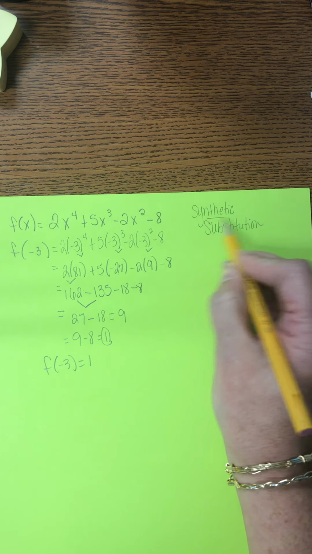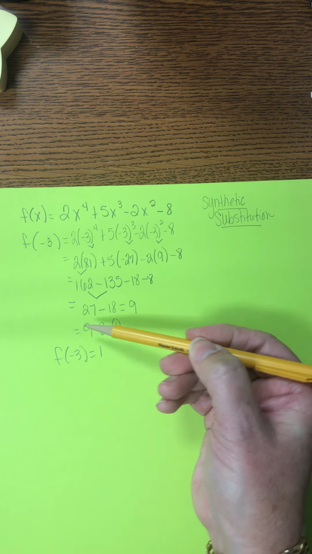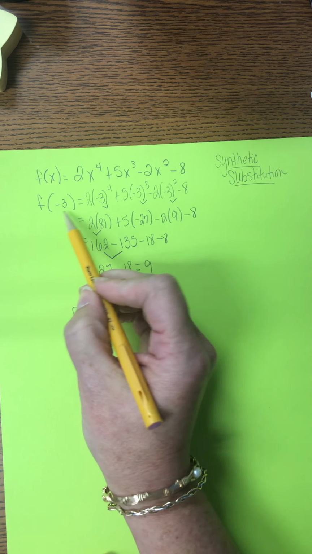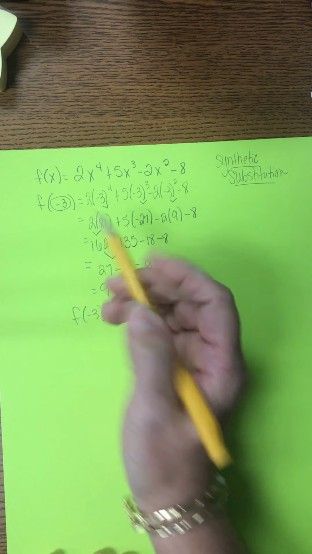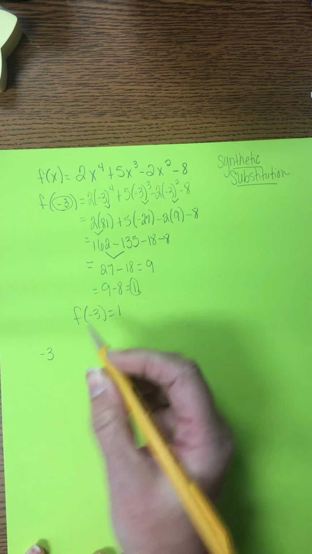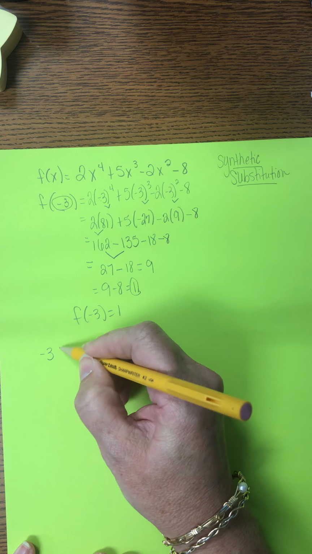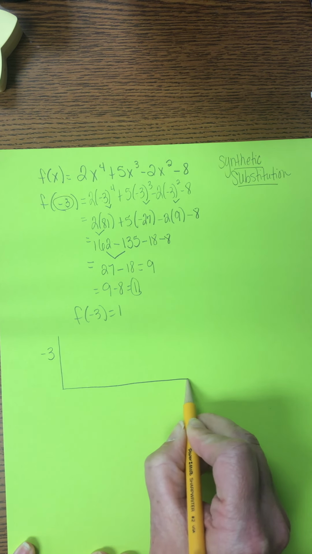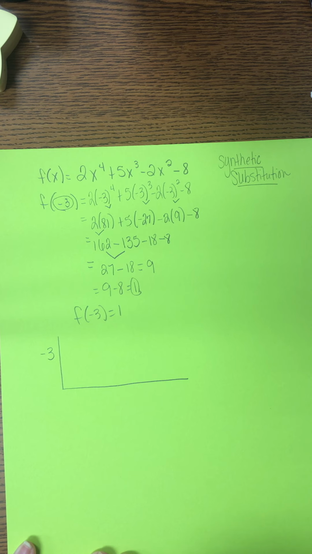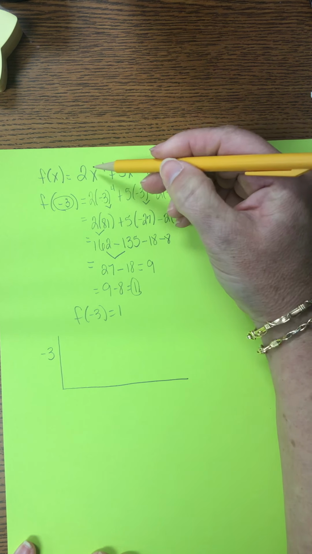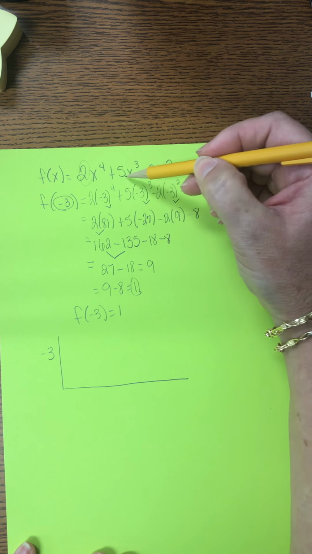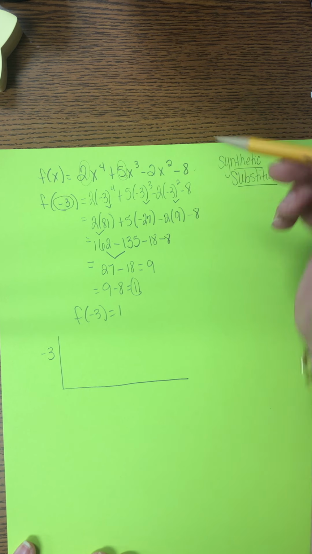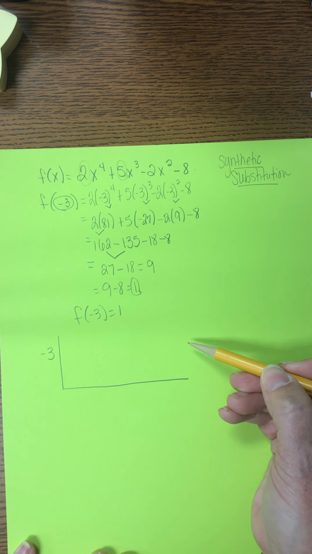Now, synthetic substitution is another way to do exactly what we did here. With synthetic substitution, you'll take what you're substituting for x and put it on the outside of your synthetic substitution bar. The synthetic substitution bar is your division bar flipped upside down. It looks like an L. So we're going to take each coefficient for every variable from x to the 4th down to the constant term, and put it from left to right inside my L.